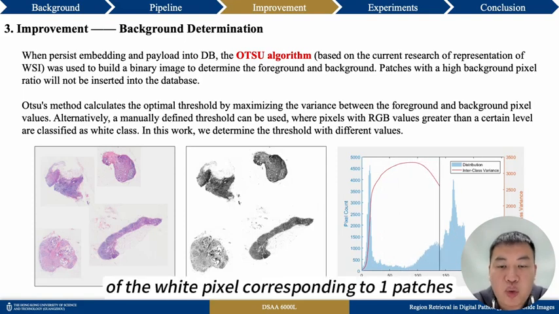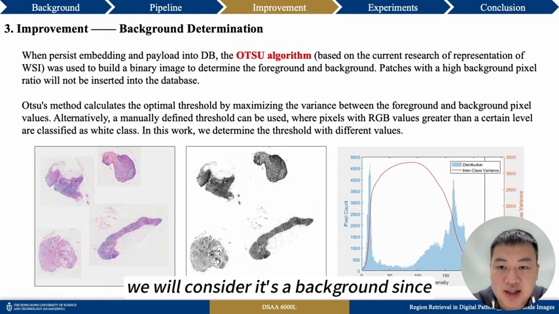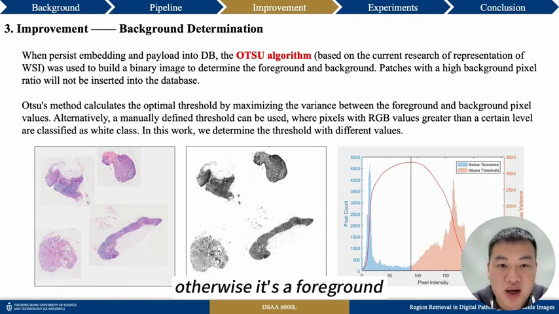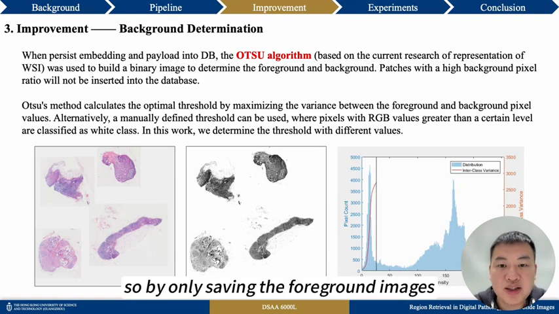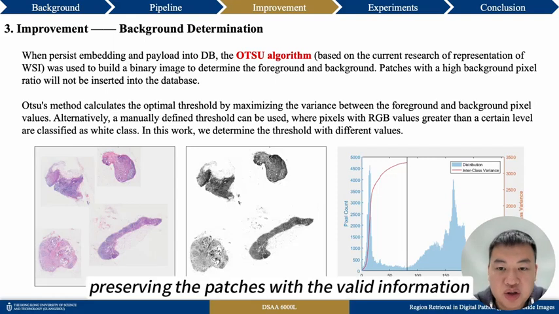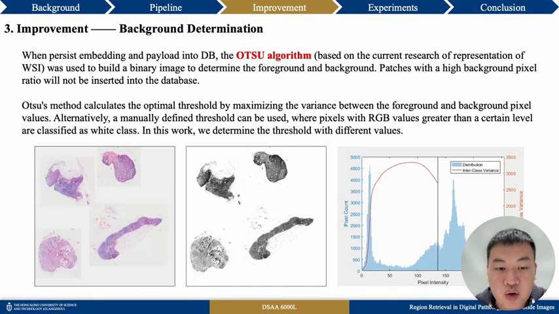When the ratio of white pixels corresponding to a patch is larger than this threshold, we consider it background, since there will be more useless information in these patches. Otherwise, it's foreground. So by only saving the foreground images, we can reduce the storage space requirement while preserving the patches with valid information. This is the first improvement of our whole process.